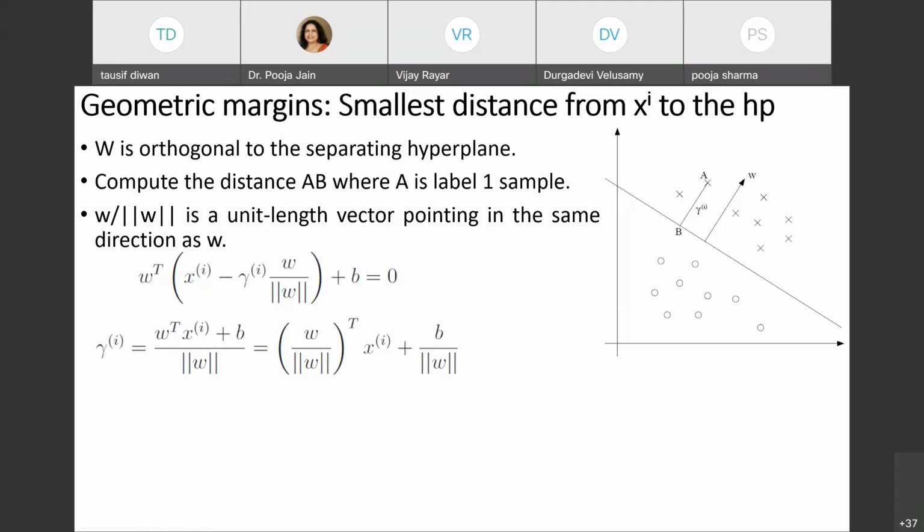What is the relationship between the functional margin for the ith sample and the geometric margin for the ith sample? The functional margin for the ith sample was gamma cap of i equal to W transpose Xi plus B. Only this norm of W is there in the denominator in both of these terms. So this is the relationship between functional margin and geometric margin.